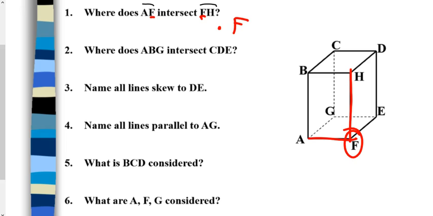Where does ABG intersect CDE? Now, you can't use the shortcut here because the letters don't overlap. But let's see. ABG, that's this side panel here, all right? And CDE, that's the back panel here. You actually have to physically draw that one to see that they intersect at CG, line segment CG.